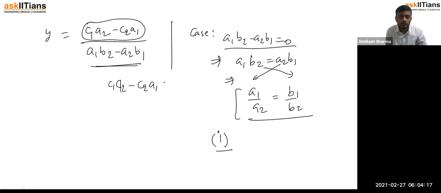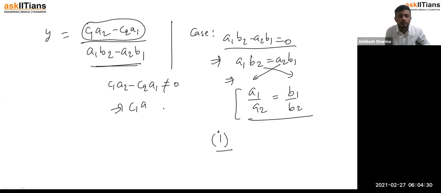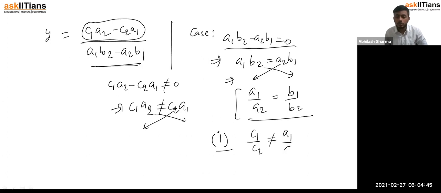So let me write it like this. If this is not 0, it means C1 A2, okay, this is A2 by the way. Let me write it a little bit more clearly. C1 A2 minus C2 A1. What if it is not 0? In other words, this is not equal to C2 A1. In other words, C1 by C2 is not equal to A1 by A2. So what if that is not equal?